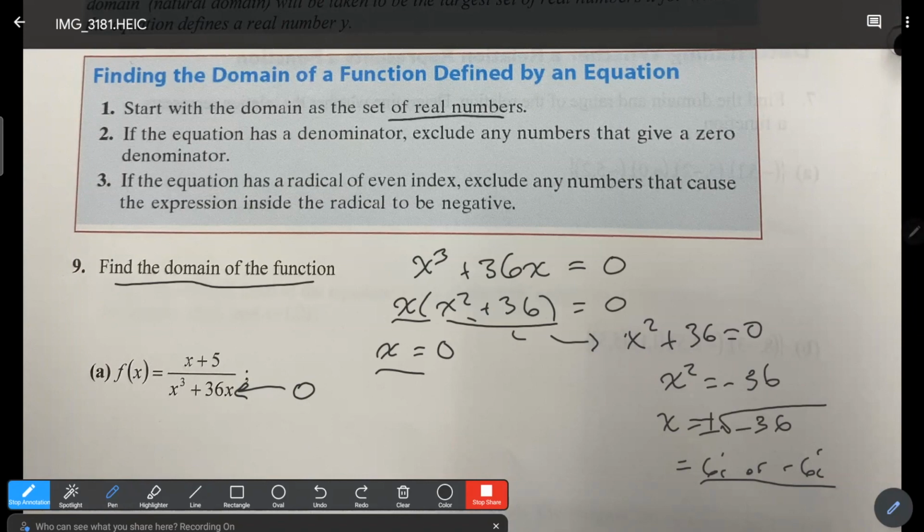So what we can say is the domain is everything from negative infinity all the way to 0, and then from 0 to infinity. So for example, it could be 1, it could be 2, it could be negative 69. Any of these numbers will work, but 0 itself doesn't work. And that's what this means right here.